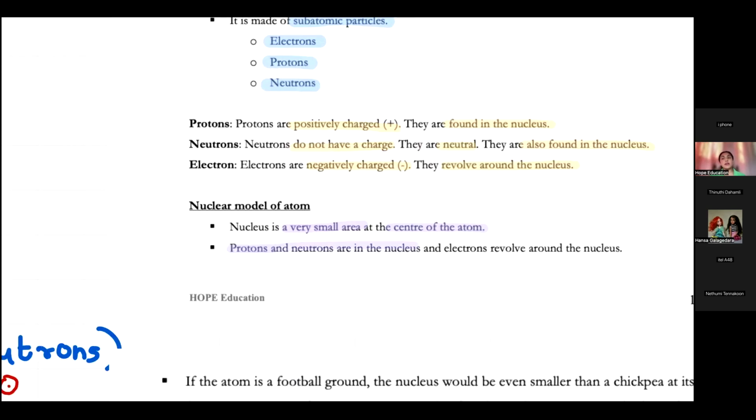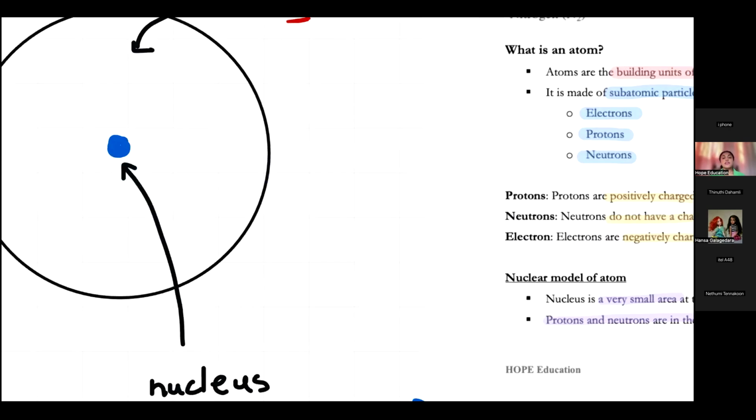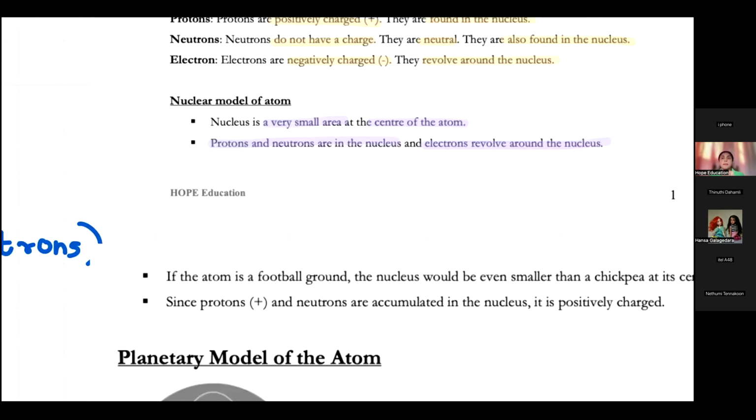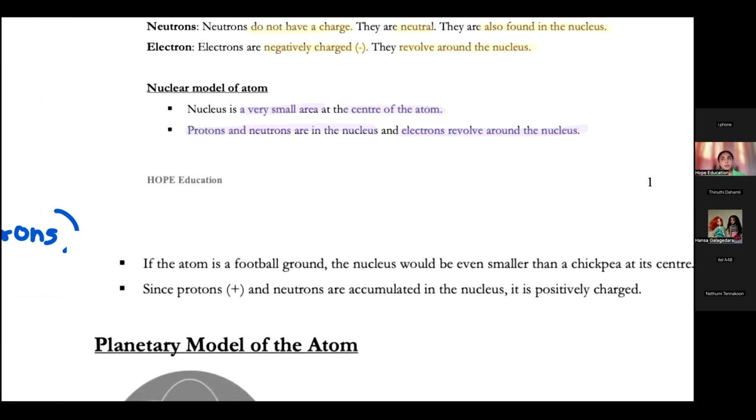Electrons revolve around the nucleus. That is something we already discussed. Okay. Now, look, you can get an idea about the size from this.